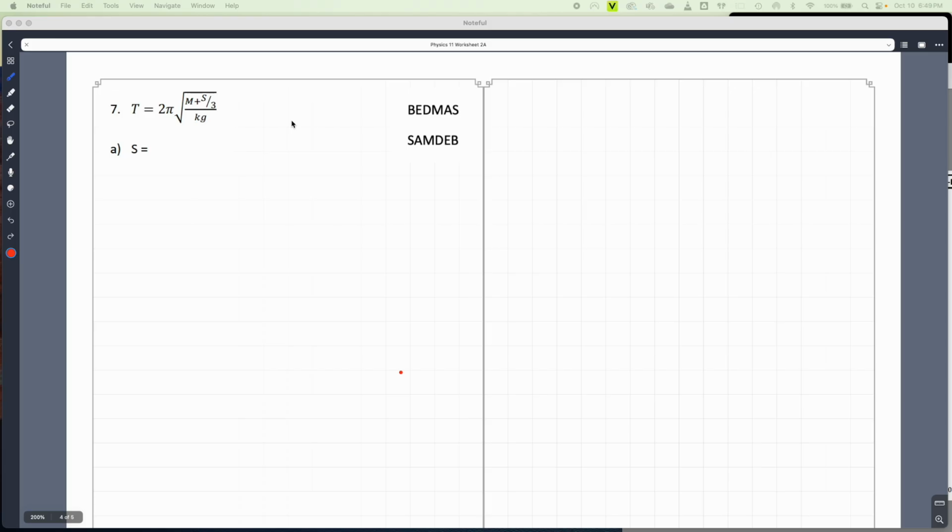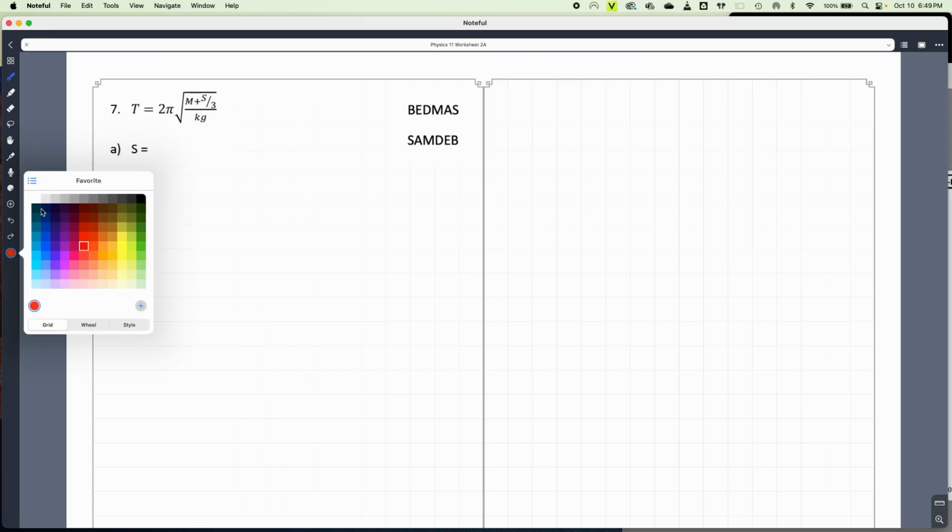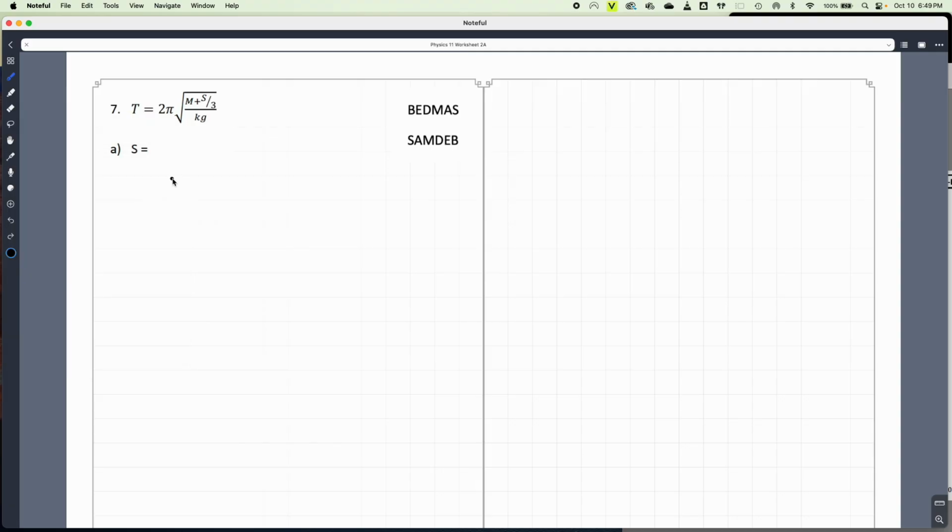Worksheet 2A, question 7A. We're going to solve for S from this equation. T equals 2 pi square root of (m plus s over 3) divided by kg. Now, some of you may be aware, but whenever you see a division bar, there's a set of brackets around the numerator and around the denominator.